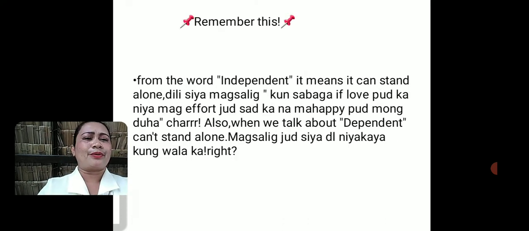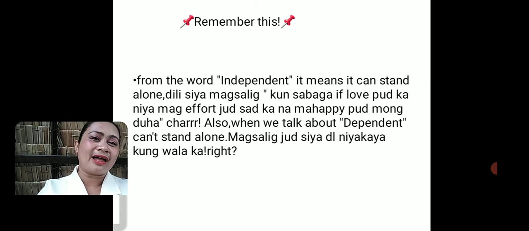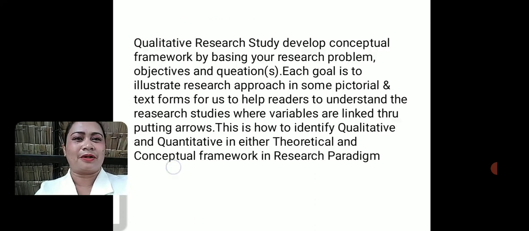Okay, so now remember this, from the word independent, it means it can stand alone. It doesn't rely on the other. If you love someone, you also make an effort so that both of you are happy in the relationship, right? Just an example. Also, when we talk about dependent, it can't stand alone, so it really relies on something because it can't manage without you, right? Okay, that is the dependent and independent variables.